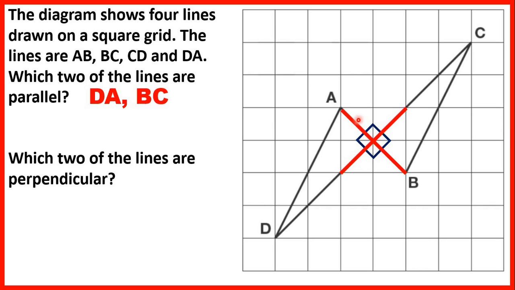Remember, a right angle is the same size as the corner of a piece of paper or the corner of this screen. So because these lines cross to make right angles, we know that they're perpendicular. So we have AB and then CD as our perpendicular lines.